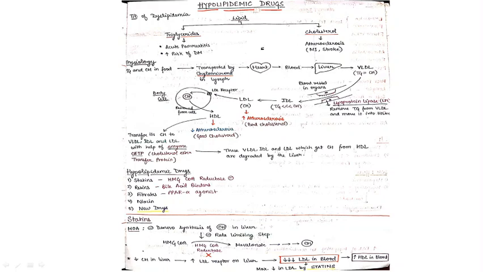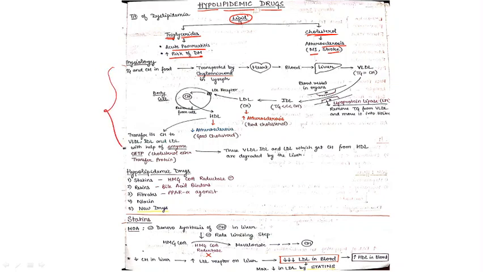So first, coming to the lipid. Lipid is basically of two types which we are interested in here in this particular topic: triglyceride and cholesterol. Cholesterol promotes atherosclerosis that will lead to MI and stroke, and triglyceride is responsible for acute pancreatitis and it also increases the risk of diabetes mellitus. Clear?